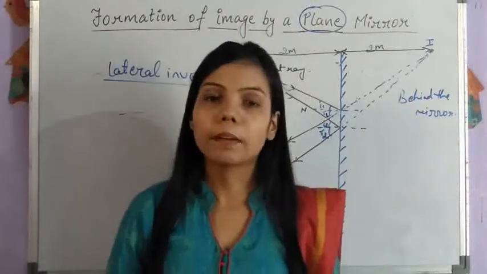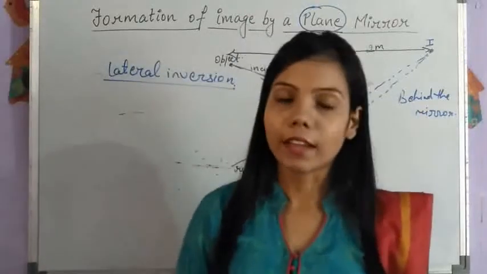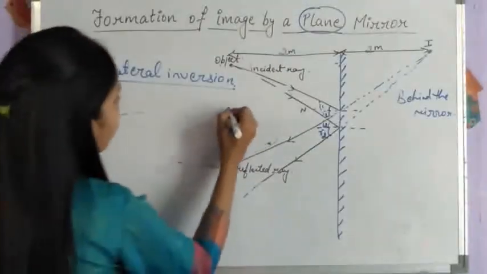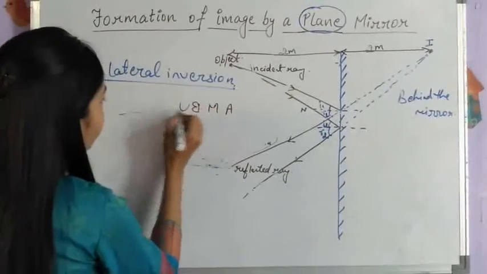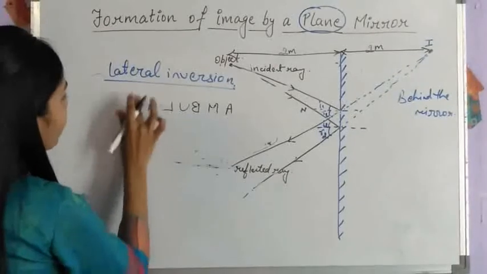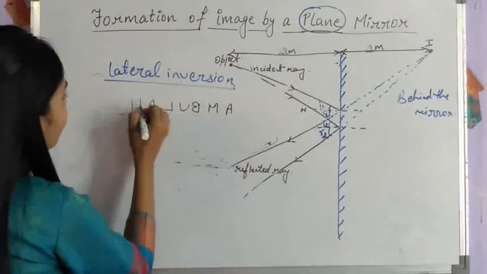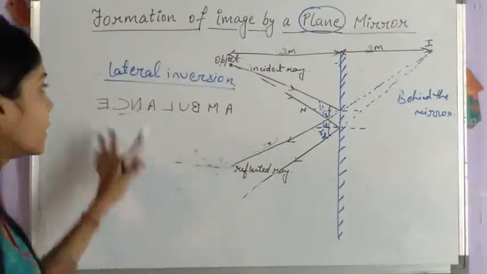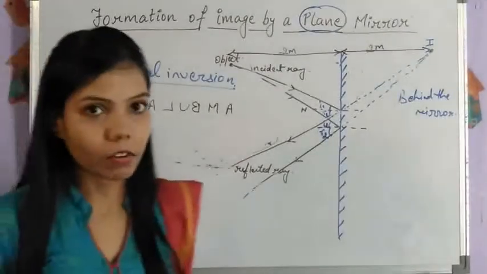Very common examples are the letters of the word ambulance, which is written on the ambulance vehicle. The letters are laterally inverted and it is written like this. The letters of ambulance are written like this. Like this. Isn't it? So these are the letters of the word ambulance and these letters are laterally inverted.